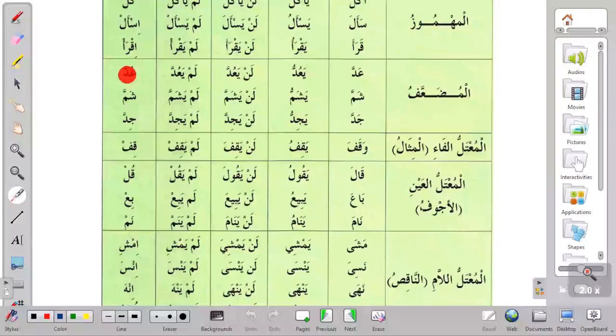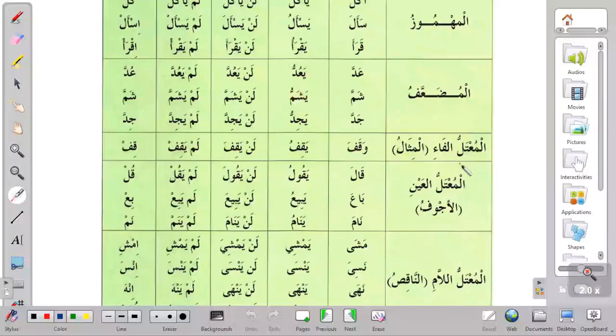Then the amr is udda, shamma, jadda. It comes on that pattern there. That's it. The amr is formed from the mudhari. Remove the first letter. The last letter you give a sukun, and when you give a sukun, there's iltiqa sakinain, and so you turn the last letter to fatha, and so that will be udda. Obviously, that applies to the other ones.